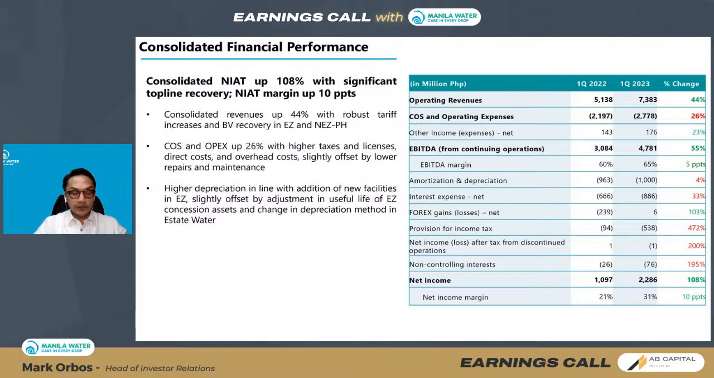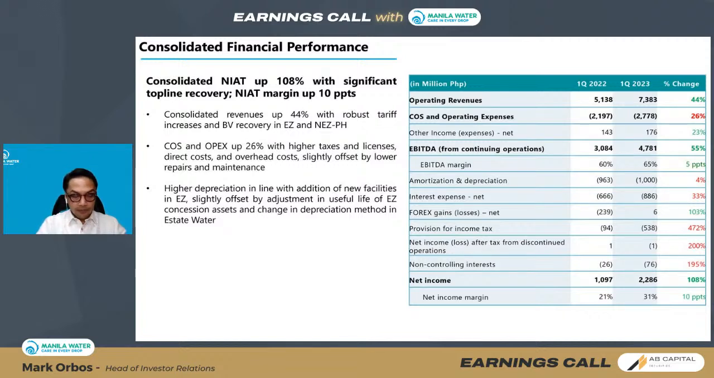Our consolidated cost of service and expenses for the period increased 26% to 2.8 billion. This was mainly due to the following: higher direct costs driven by higher power consumption and power rates, higher personnel costs with the increase in headcount in new line and new facilities, and higher overhead costs. Consequently, consolidated EBITDA increased 55% to 4.8 billion pesos for the period. EBITDA margin was at 65%, 5 percentage points higher versus last year.